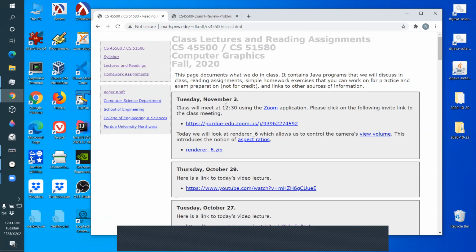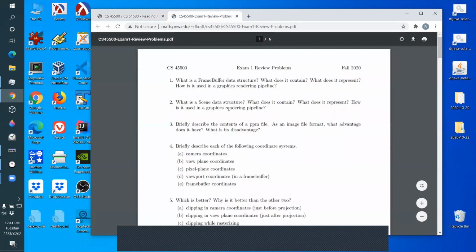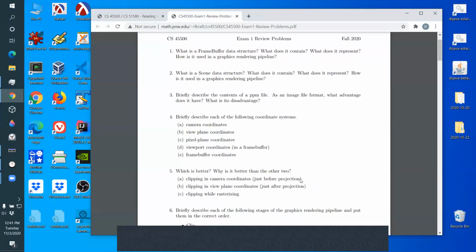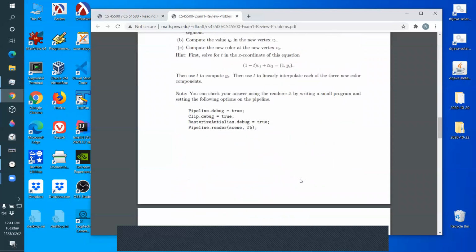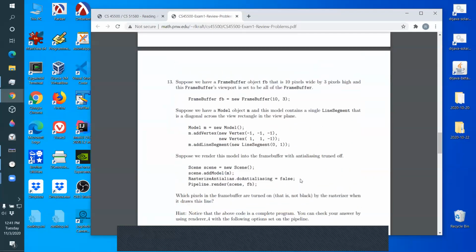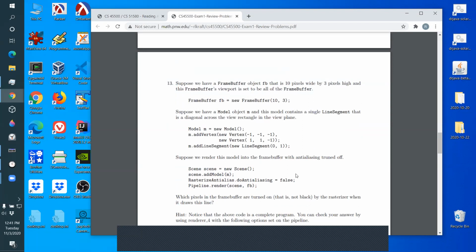So first, let me ask: does anybody have any general question about the review problems? Is there anything that seems like a problem with them, or any general question anybody wants to ask? One problem I was kind of getting stumped on, well, it was more like 13 and 14, with aliasing and anti-aliasing. Okay.